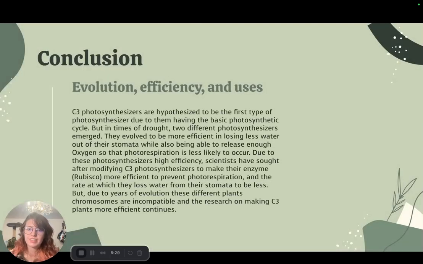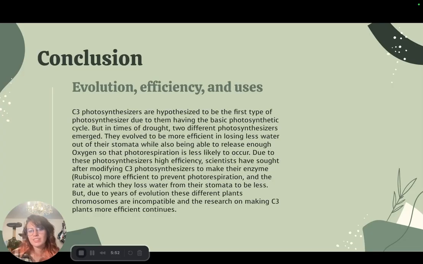In conclusion, C3 photosynthesizers are hypothesized to be the first type of photosynthesizer due to them having the basic photosynthetic cycle. But in times of drought, two different photosynthesizers emerged. They evolved to be more efficient in losing less water out of their stomata, while also being able to release enough oxygen so that the photorespiration is less likely to occur.